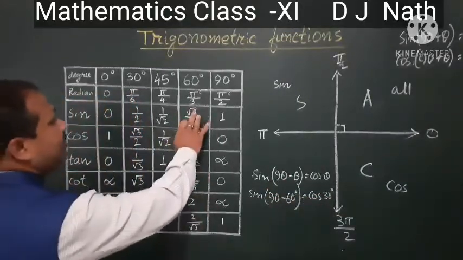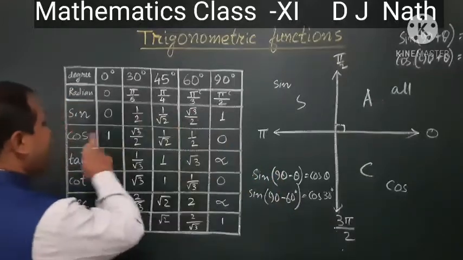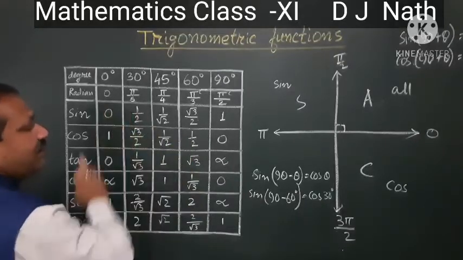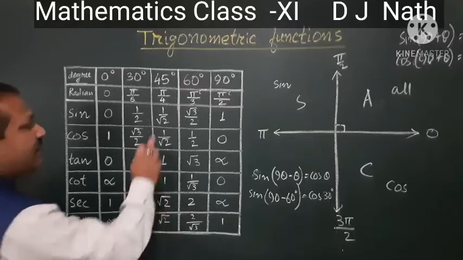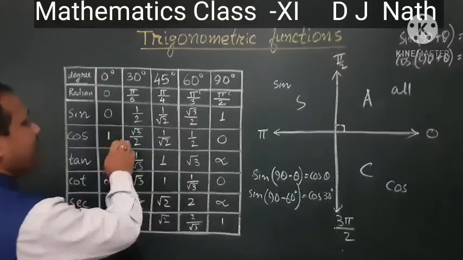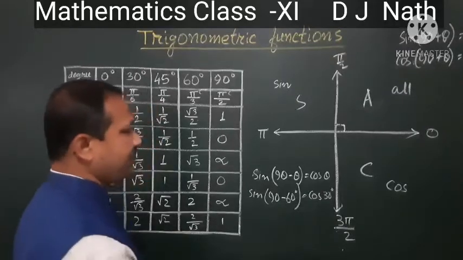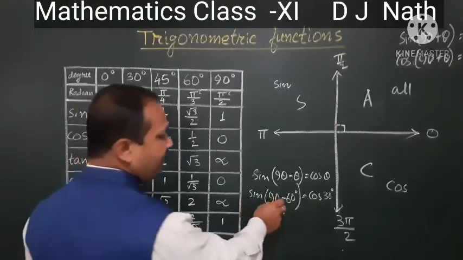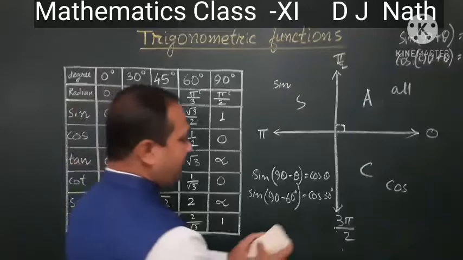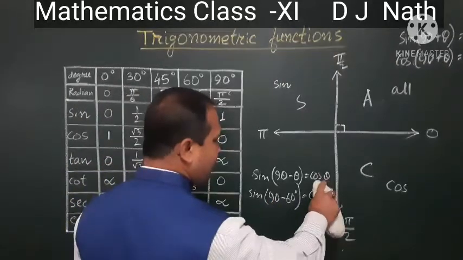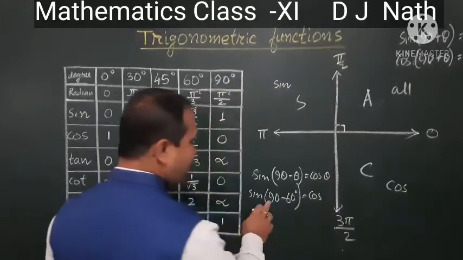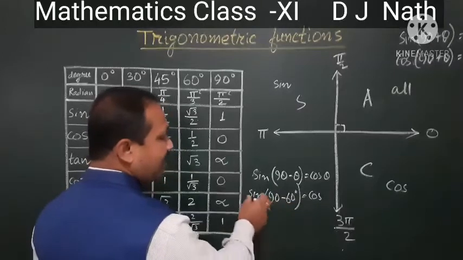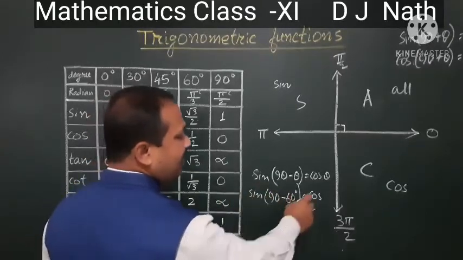So sin 90, cos 60, what is the value? That will be sin 30. And sin 60, what will be the value? That will be cos 30. That we are changing. Alright? Sin 30 will be cos 60. Look at that. 90 minus 60 is how much? 90 minus 60 is 30. So we are writing sin 60. If we write 90 minus 60, then it will become cos 30.